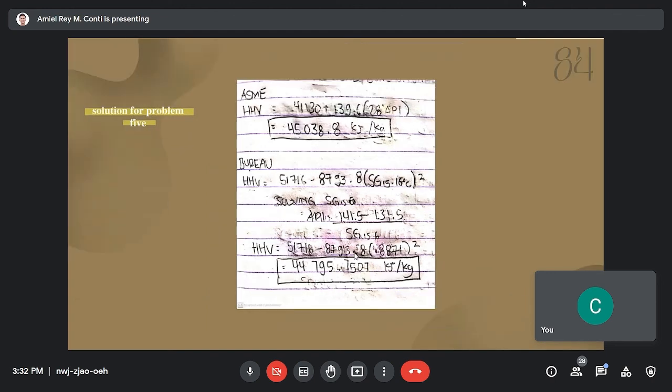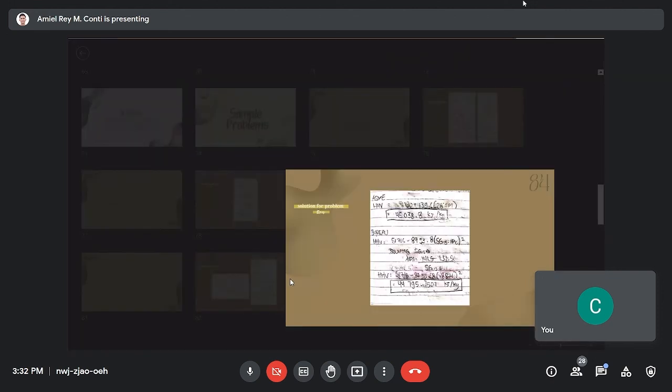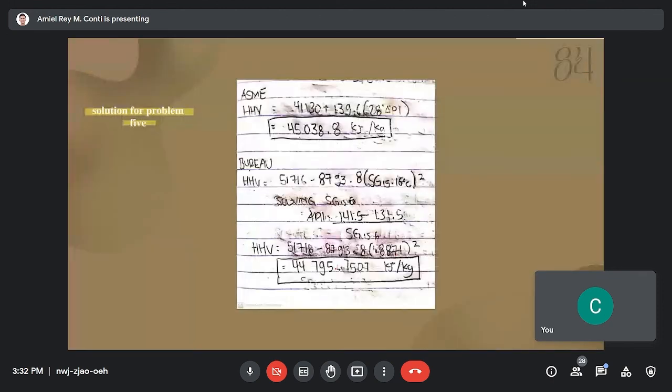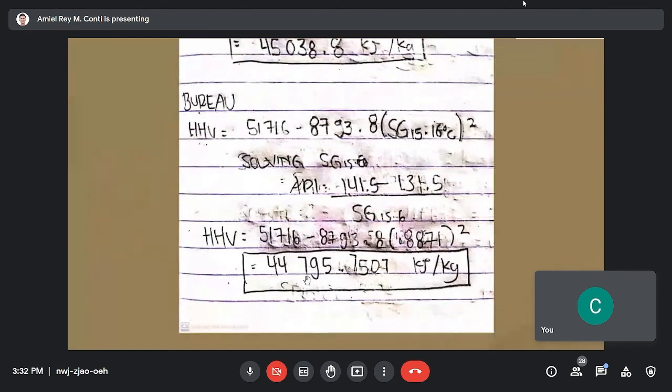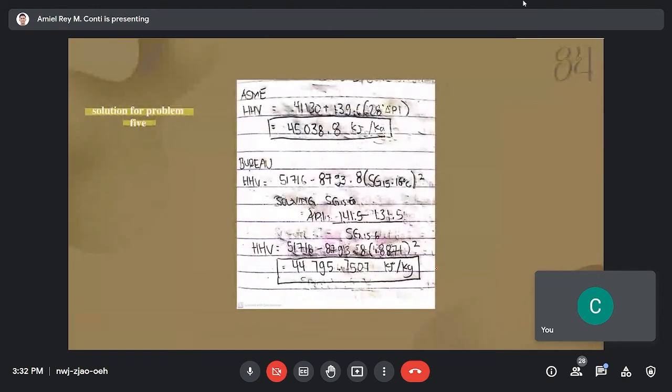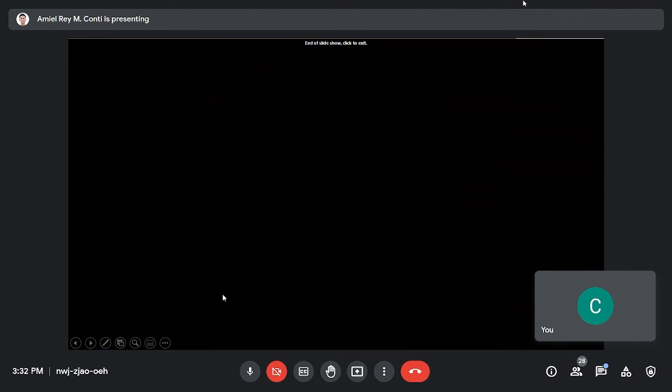So, take note lang dito, usually ang ginagamit sa industry is yung degree API kasi mas accurate siya compared dun sa degree Baumé na na-discuss kanina dun sa topic. And that concludes our presentation about the properties of fuels, solid fuels, liquid, gaseous, and alternative fuels.